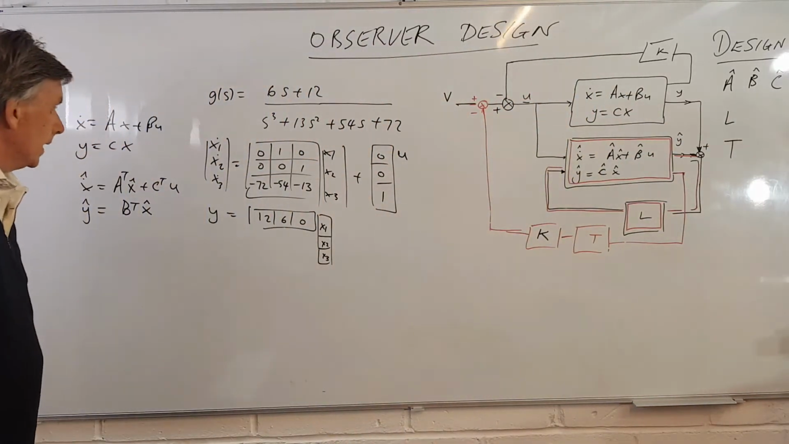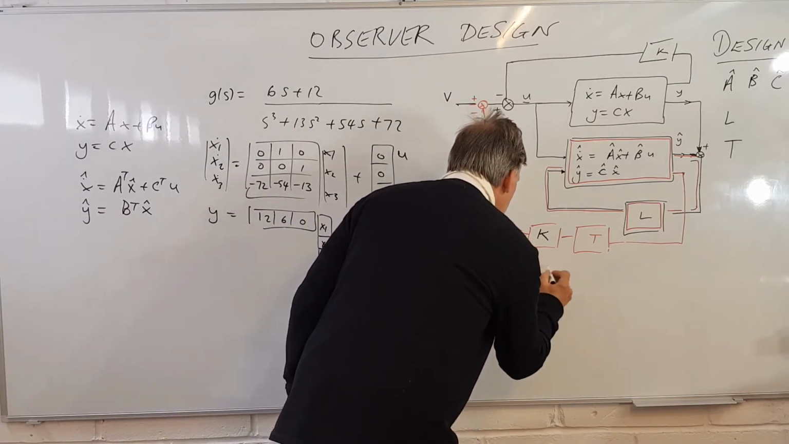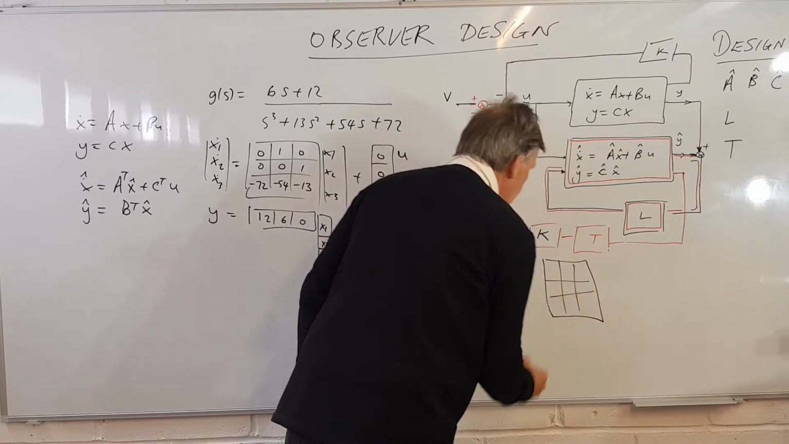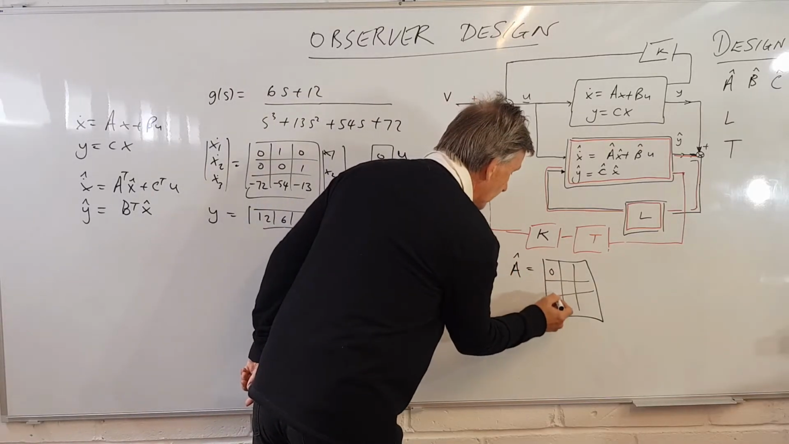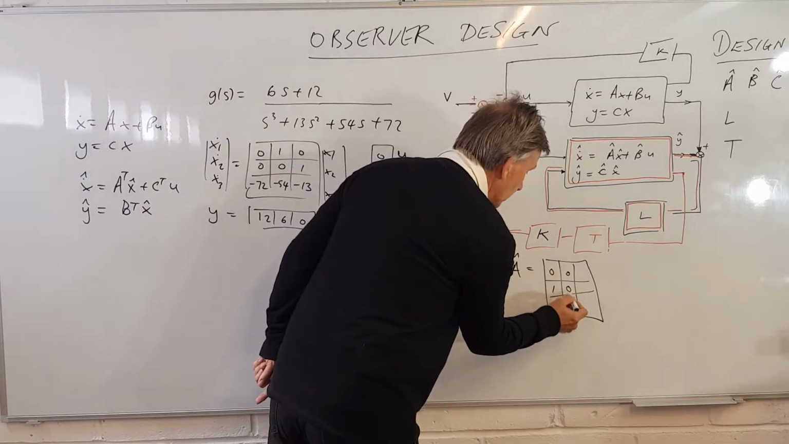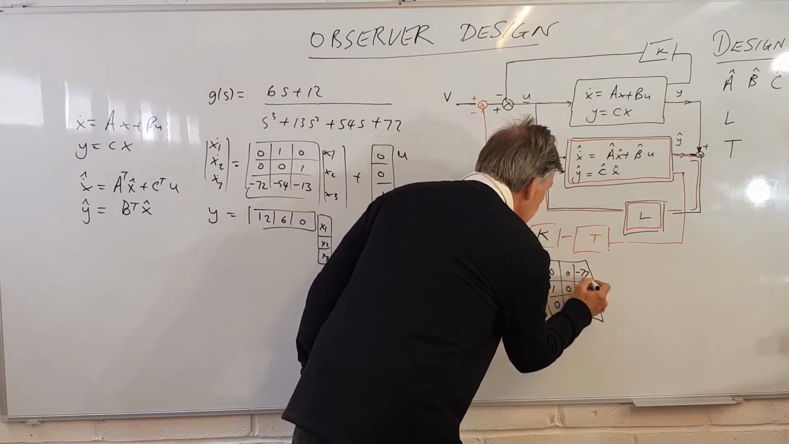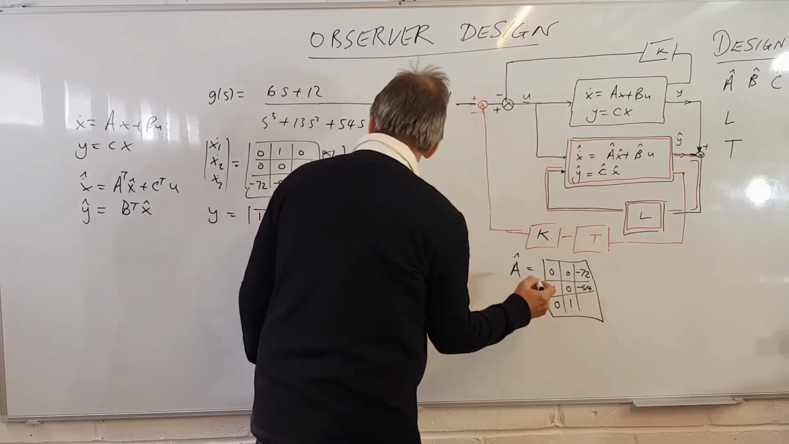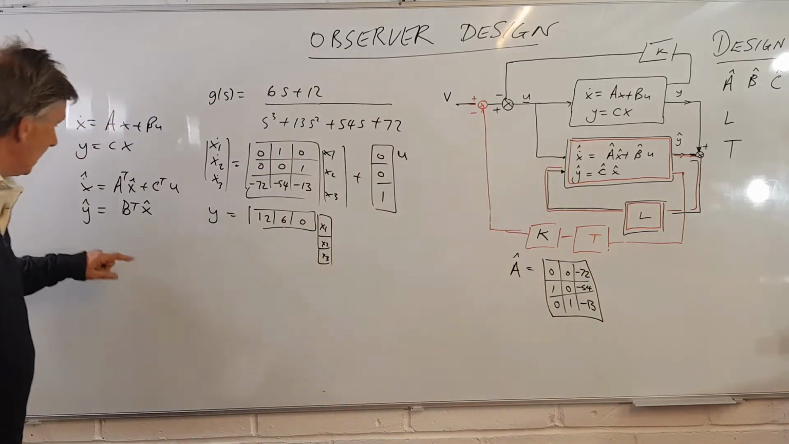And so if we get the A hat, we'll put them down here. A hat is going to be a 3x3 matrix. And it's basically going to be this matrix here transposed. So it's going to be 0, 1, 0, 0, 0, 1, and then minus 72, minus 54, and minus 13. So that gives us our A hat.